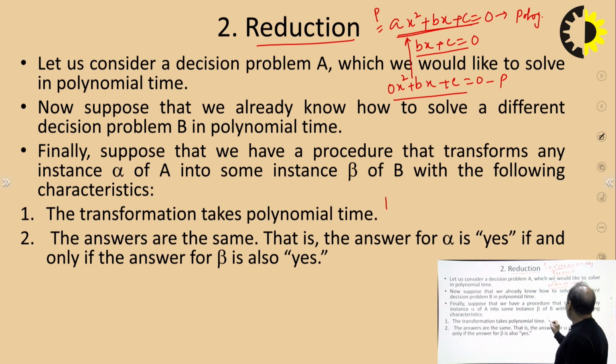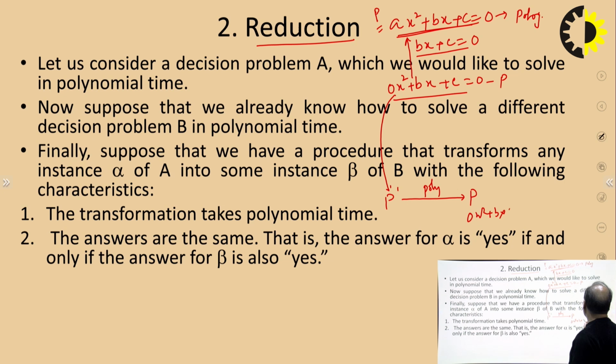So you want to get the solution of this p dash, right? And from this p dash you can convert into p using polynomial time. See, this is the p dash problem, and you took polynomial time to convert it into 0x square plus bx plus c equal to 0. This is polynomial time. And we know that this problem can already be solved in polynomial time. That means yes, this can be solved in polynomial time, and its answer is yes or its answer is no. So the overall problem can be solved in polynomial time. So this is very simple.